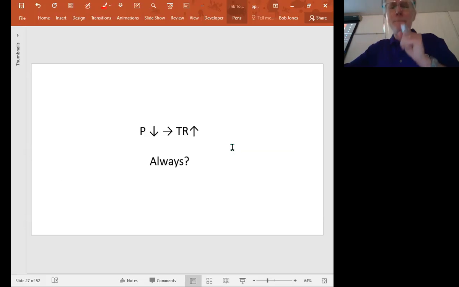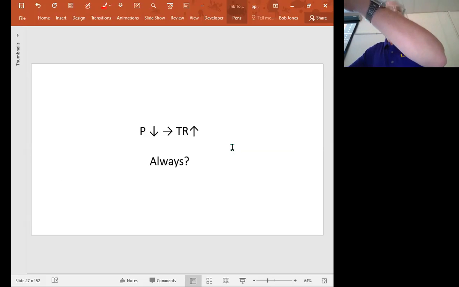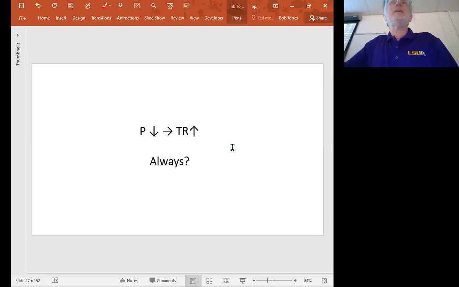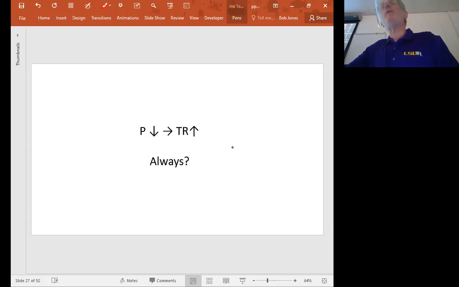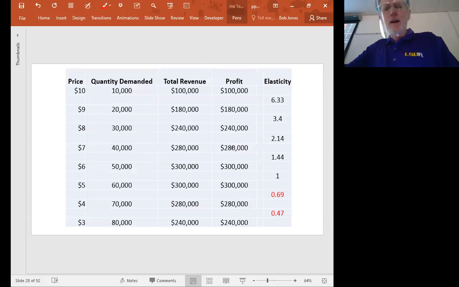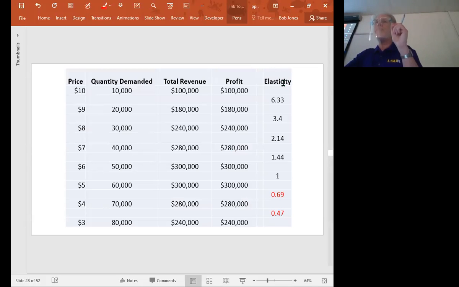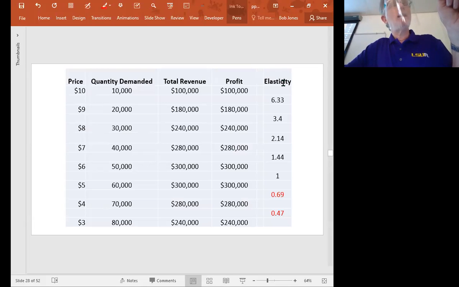So the question then is, in this case, lowering the price leads to more revenue and more profit. But we know that can't always be the case. So how does a producer know when he should cut his price, when he should raise his price, or when he should keep it where it is? Well, we're going to see that it's very closely connected to elasticity. Elasticity, as we'll see, is a measure of sensitivity. How sensitive are consumers to a change in the price of the product? And I haven't explained how to calculate elasticity yet, but I'll go ahead and give you these numbers.